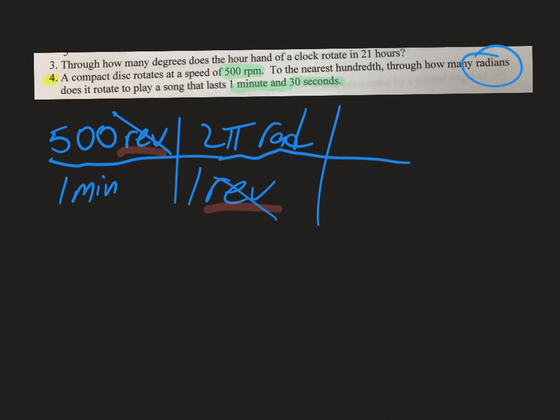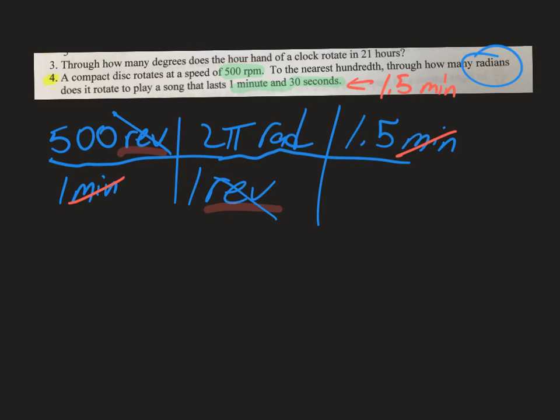Now, the song is 1 minute and 30 seconds. That means this is 1.5 minutes. In case you don't remember, 30 seconds is half a minute. Okay, so where do you think I should put these minutes to cancel out my other minutes? Those are going to end up coming up here, 1.5 minutes, and I'm going to let those cancel out as well. So now I can actually multiply this all together.